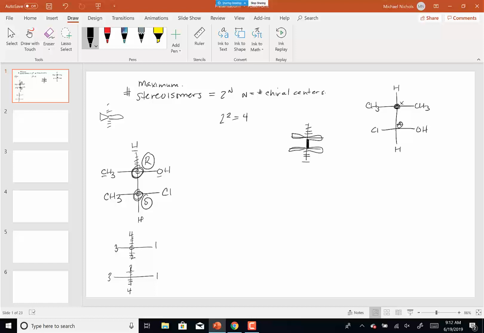So why did we do that? Because now we're going to keep track of the structure as well as the configuration on each of the two carbons as we draw 3 more stereoisomers. Because this one is number 1, there are 2 chiral centers, so by our formula there's a maximum of 4 different stereoisomers. So I want to draw them out. Let's start with the mirror image of that molecule.